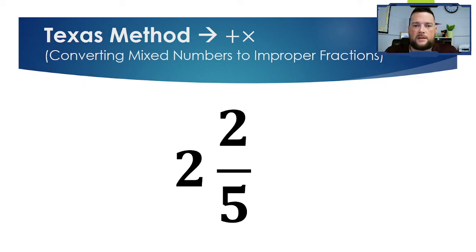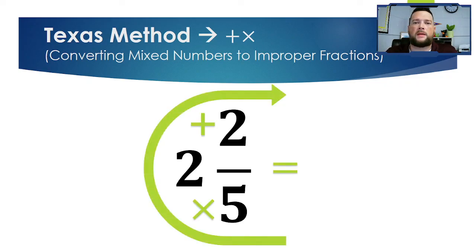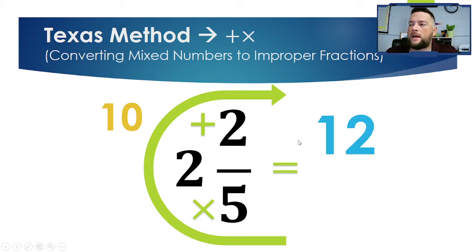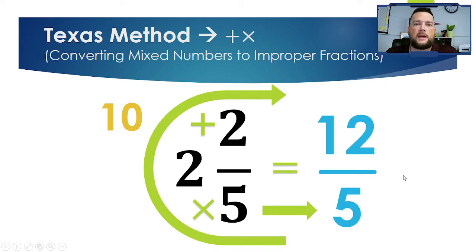2 2/5. Again, I've got my Texas method here. I'm going to go ahead and write the T up by the 2 and the X down by the 5. That's going to be a plus and a multiplication. And I make a loop all the way around. So I'm going to start down here. I've got 5 times 2 is 10. And then 10 plus 2 across the top is 12. And then we're going to keep our same denominator just like this.